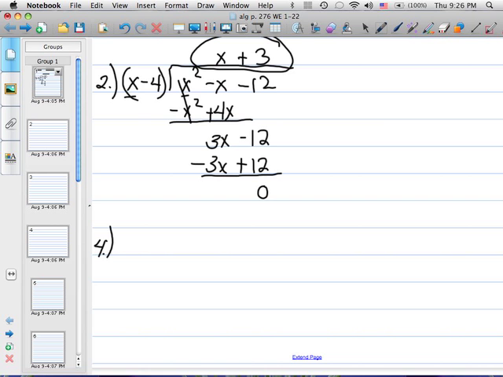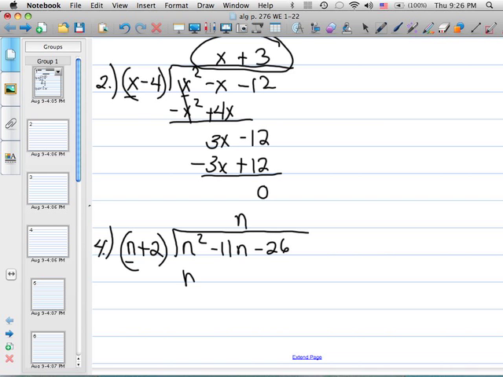Problem number 4. Our divisor is n plus 2. Our dividend is n squared minus 11n minus 26. All the terms are there in decreasing order. So to get n squared, we need to multiply by an n. We put that here above the like term. Multiply that binomial by n. We get n squared plus 2n.